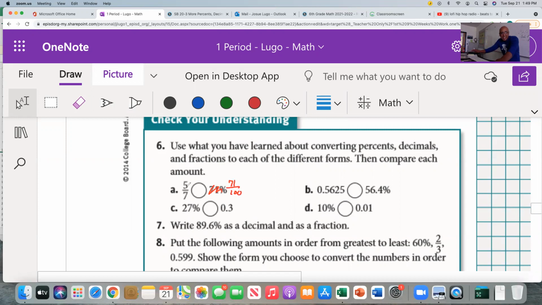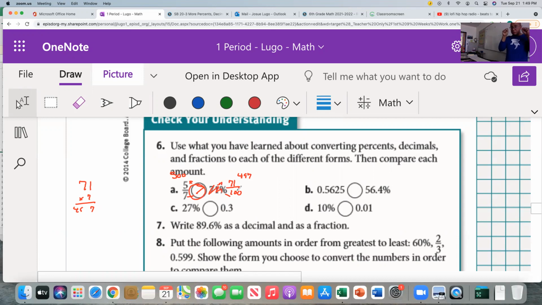Now, if you remember, I can compare fractions by simply cross multiplying 7 times 71 and 100 times 5. 100 times 5 is 500. 7 times 71, I can just multiply this really easily. 7 times 1 is 7, 7 times 7 is 49. That's going to give me 497. Notice how 500 is greater than 497, meaning that 5/7 is greater than 71%. Yes, because 71% is the same thing as 71 over 100, and I just proved that 5/7 is greater than 71 out of 100. That's it.